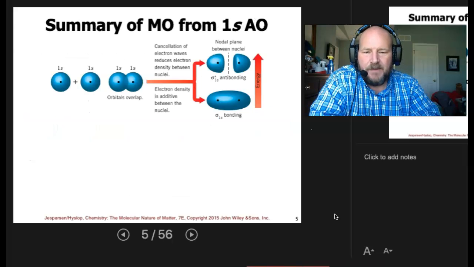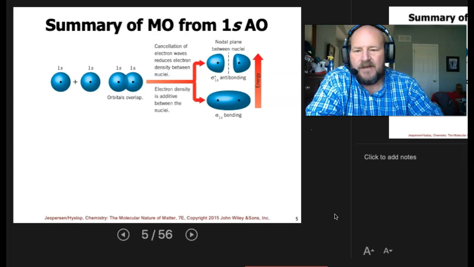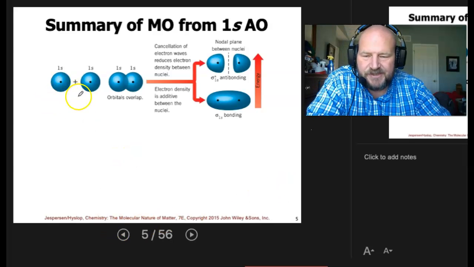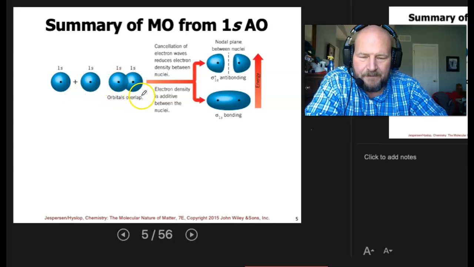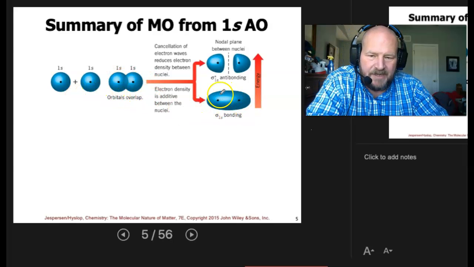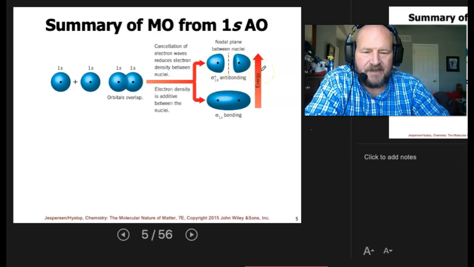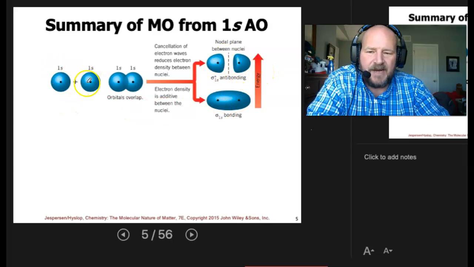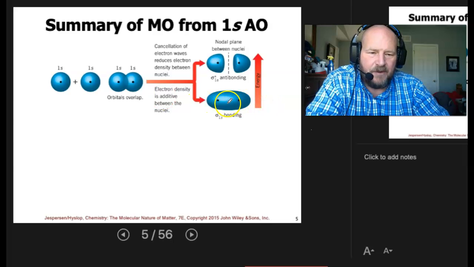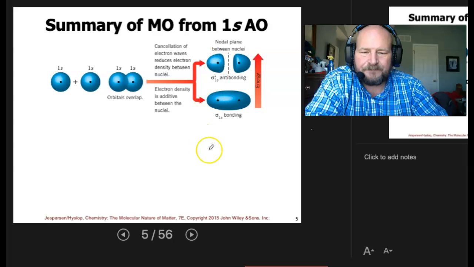So the summary for an MO from 1s atomic orbitals: if I take the two hydrogens, we're going to overlap them, and we're either going to get a bonding orbital or the anti-bonding orbital. Actually, if we combine them this way, we're going to get both. Don't mean this to sound like it's either or. When we combine these and look at it as an MO, we get both the bonding and the anti-bonding.